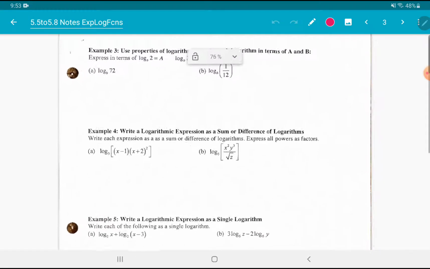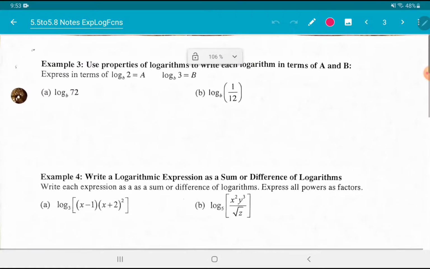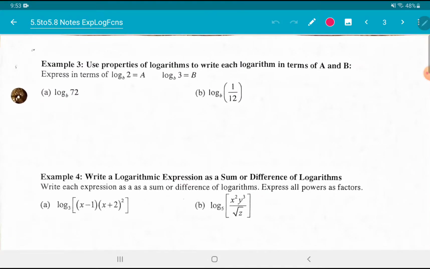Page 3. Use properties of logs to write each log in terms of a and b. Express in terms of log base b of 2, which is a, and log base b of 3, which is b. So now notice we have 72. There's no 2, there's no 3 in there. We've got to break it up. We've got to figure out what 72 is made up of. Let's just do a little tree diagram to help us. 72 can be thought of as 2 and 36. 36 is 6 and 6, and that's 2 and 3, and 2 and 3.